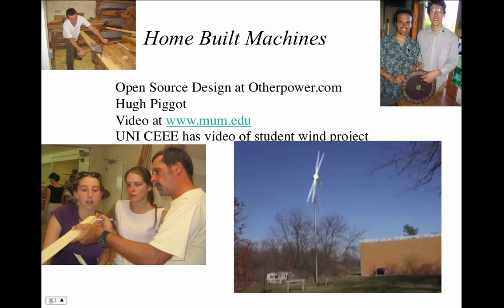This guy, Julian Potter, his sister might still be at school here, but he was a really bright student, and he really got into figuring out the number of coils of wire and the strength of the magnets and all that kind of thing, and built a wind generator from scratch. He used an open source design made by an organization called Other Power.